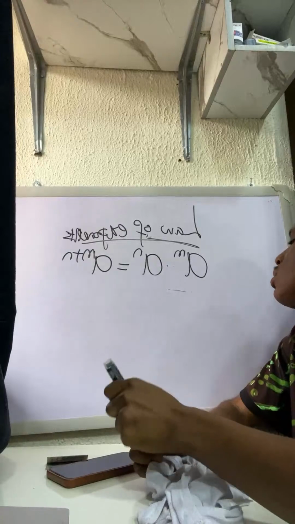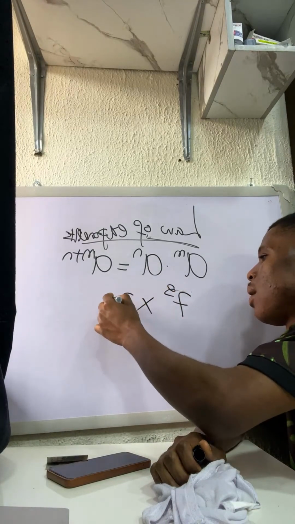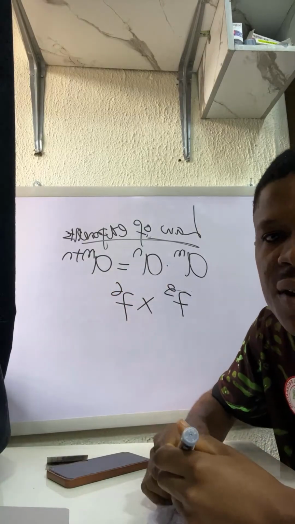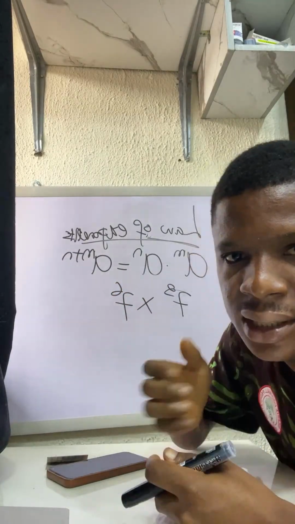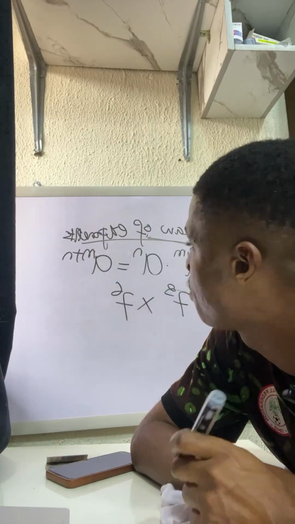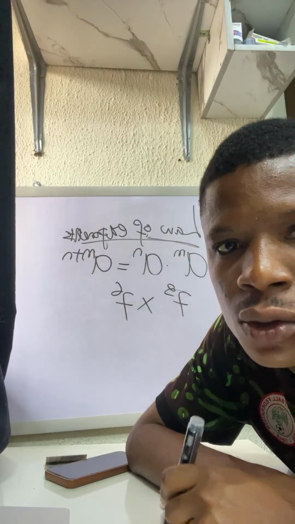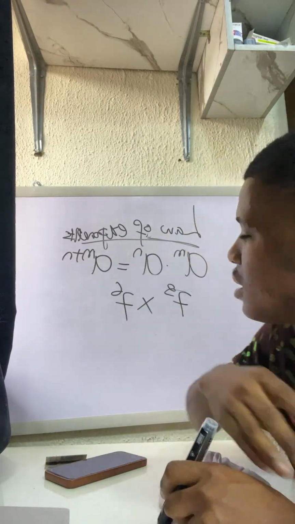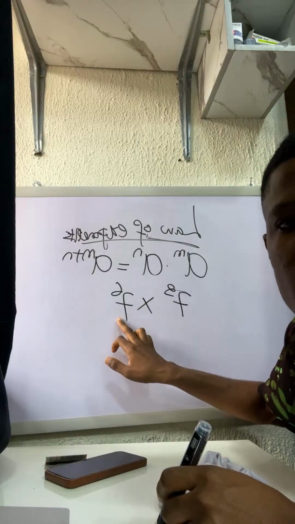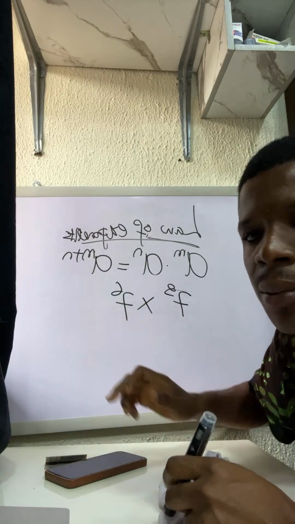Let's look at the next one. We have 7 power 3 times 7 power 6. Using the same rule, what will be the answer? 7 power 3 times 7 power 6. What will be the answer? Let me know down in the comments.